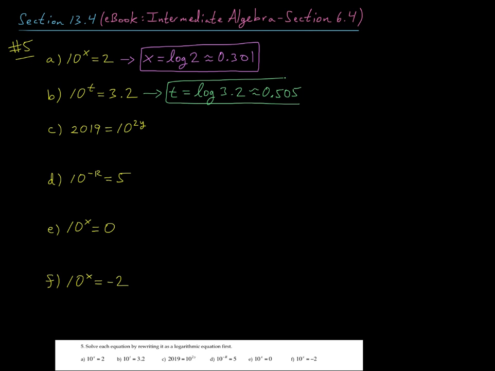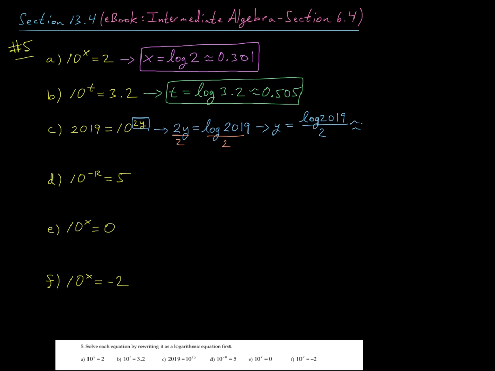Now for C, notice here the exponent is not just y, it's 2y. So converting to the log statement, this is going to say that 2y, the exponent, is equal to the logarithm, and again it's a log base 10, so I don't have to write that in, of 2019. But we have now another step, right? I need to know what y is on its own. So now I'm going to divide both sides by 2. And that's going to give us that y is equal to log 2019 all divided by 2.